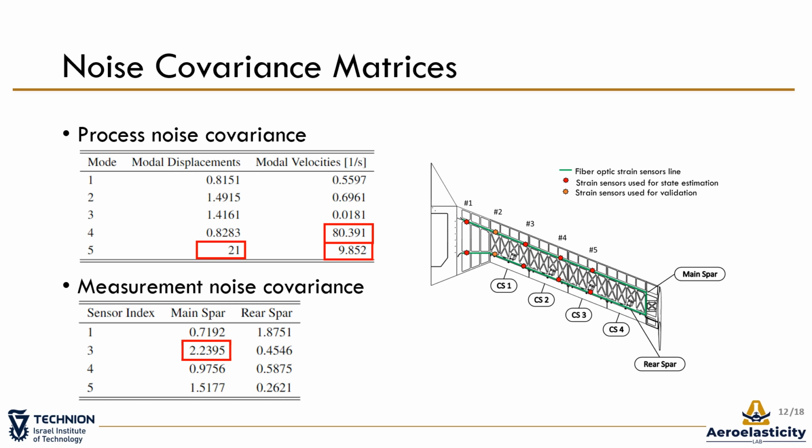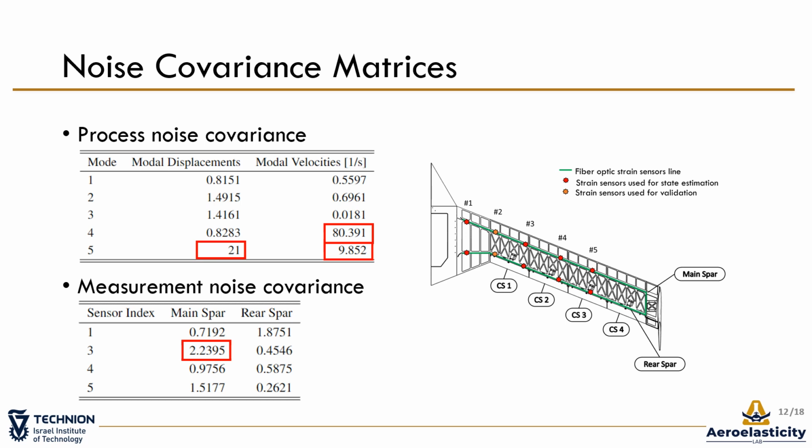Here are shown the noise covariance values found with the designated testing I mentioned on slide number 8. Note the values of modes 4 and 5 at the process noise covariance. They are significantly higher than the others, meaning the Kalman state estimator will rely less on them in the prediction.